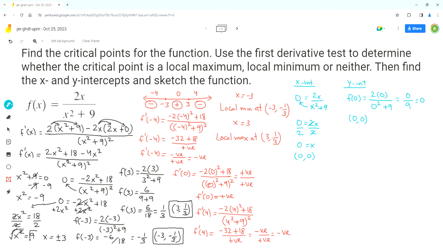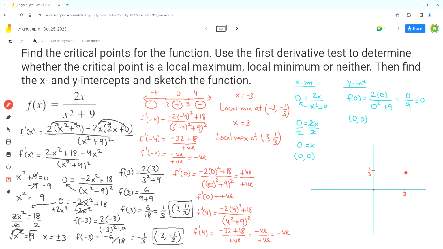Now we can use all of this information to sketch this function. So we'll start by plotting the points we know. We know the x and the y-intercept are the same, which are the origin. So we can plot that. So this point lies on the function. And then we also have the critical points, and the critical points are 3, 1 over 3. So let's assume this is 1 over 3. And let's assume this is positive 3.